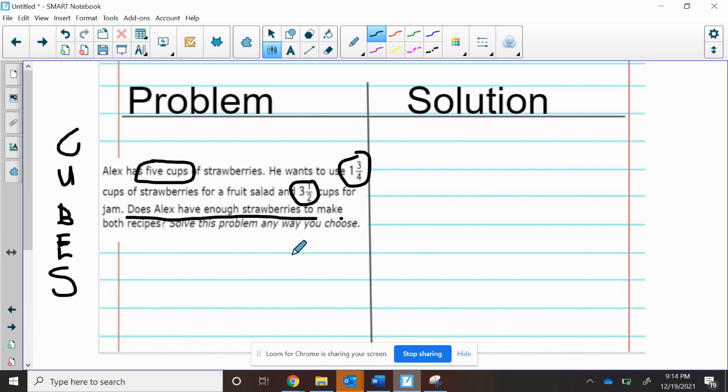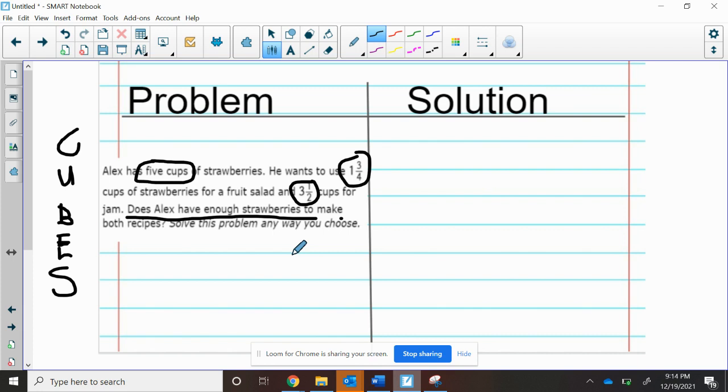We don't need to find the exact amount, but we do need to estimate and say, okay, if we estimate 1 3/4, we estimate 3.5, is he going to have enough? Is that going to be bigger or smaller than 5? Is he going to have more or less than he needs to make the fruit salad and the jam? So that's what we're trying to figure out.